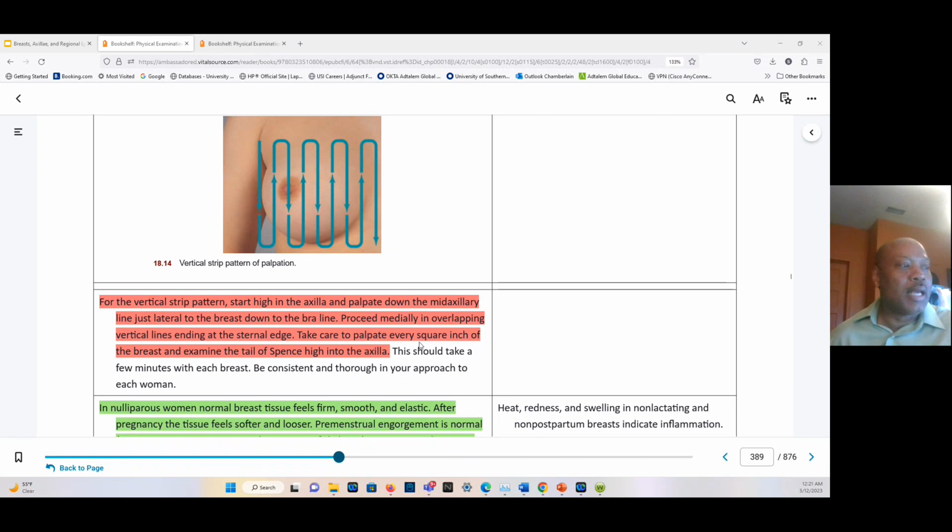And take care to palpate every square inch of the breast and examine the tail of Spence high into the axilla. The reason for that is, and you'll learn this in class when I talk about it, the tail of Spence is the area where most cancers can be found.